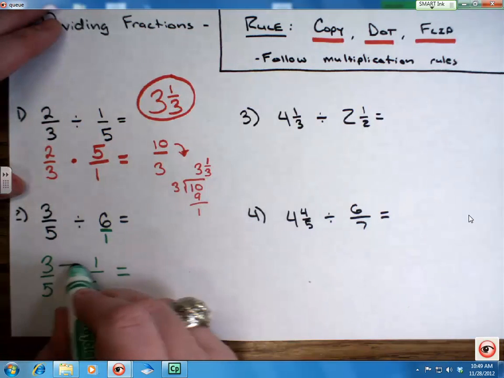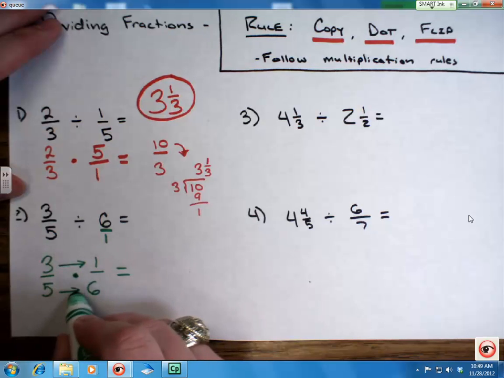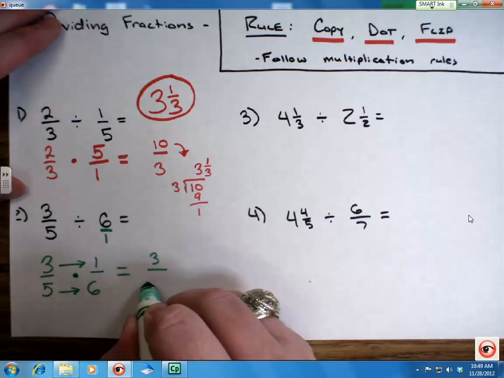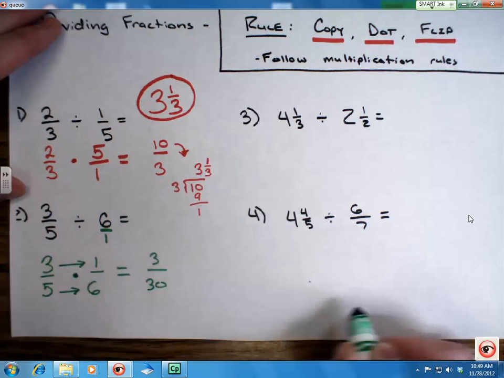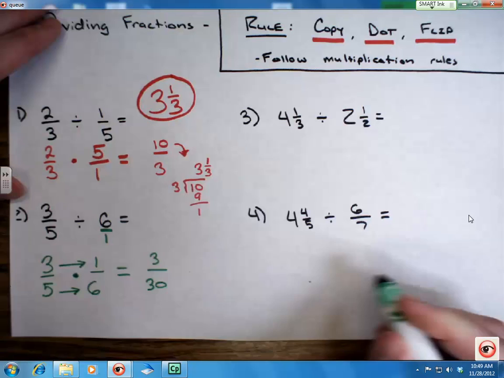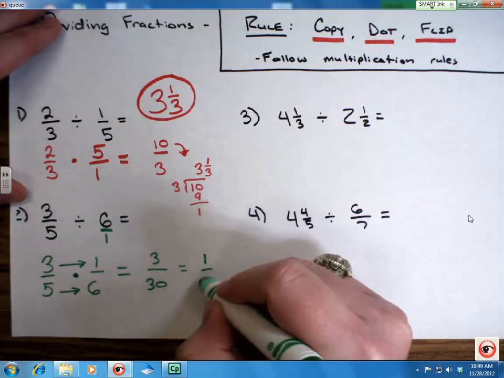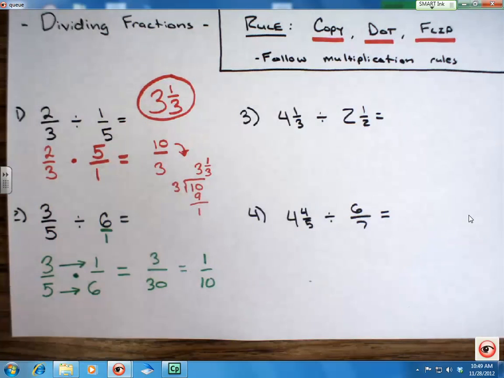Multiply straight across. 3 times 1 is 3. 5 times 6 is 30. Can we simplify that? Sure, because 3 goes into both 3 and 30, so we could simplify that down to 1 over 10.